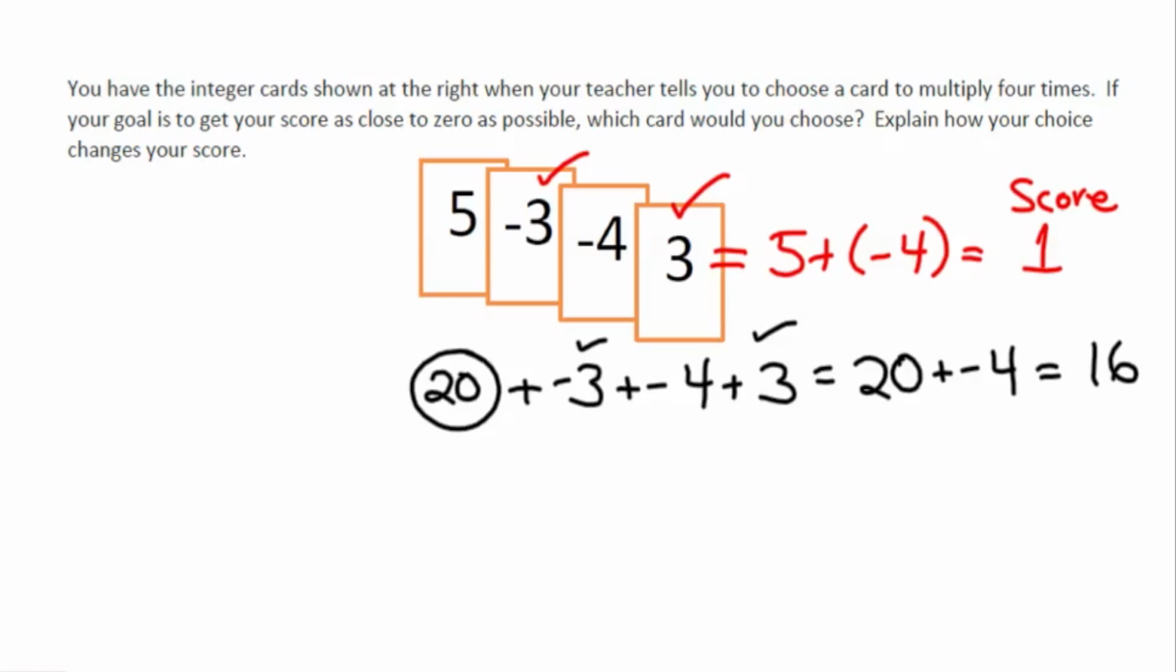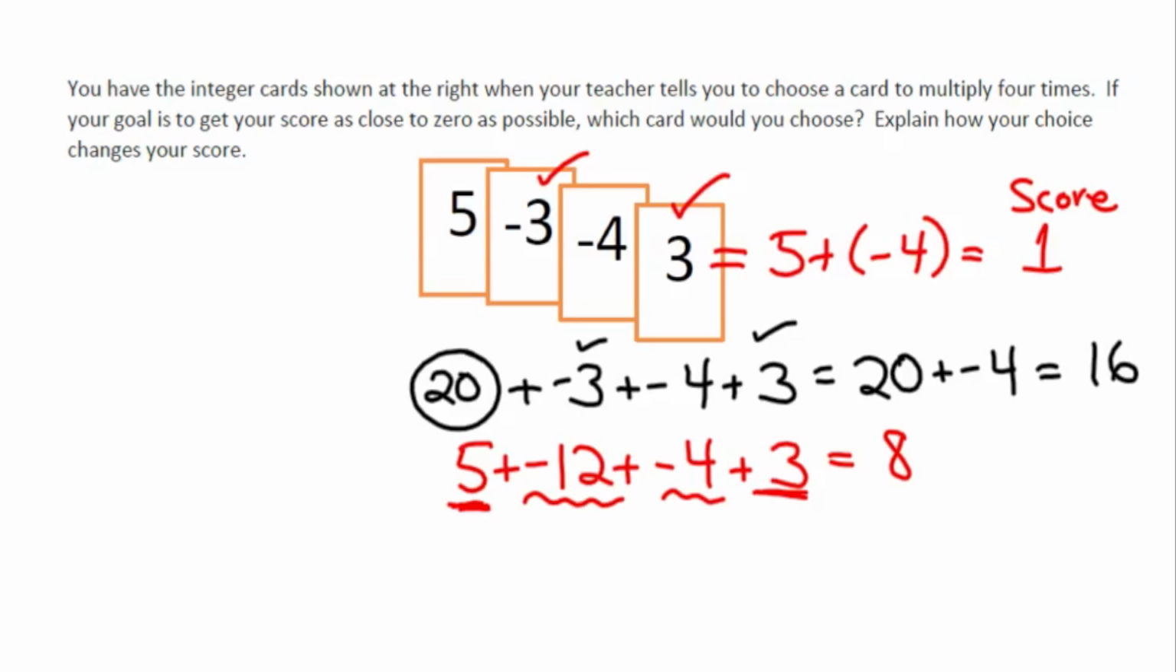Let's now try multiplying the second card. So now the 5 is back to as it was before. Now the -3 gets multiplied by 4, so that becomes -12, and the other cards remain the same. Now I don't have any opposites to add, so instead I'll add the positive ones together, the 5 and the 3, so that'll become 8. And then the negative ones together, the -12 and the -4, to become -16. So I have 8 minus 16, that's the same as 8 plus -16, or -8.